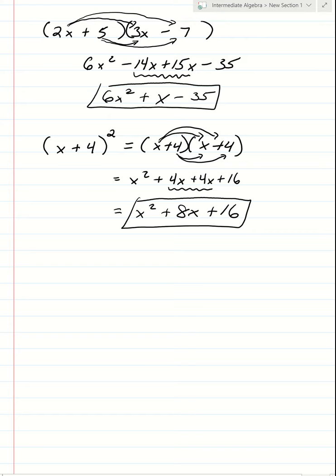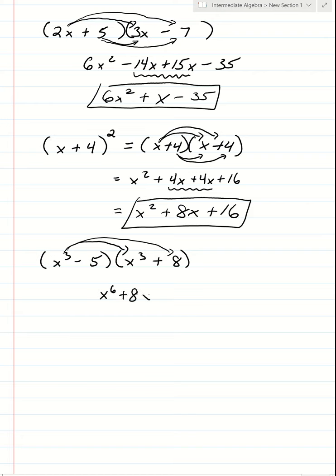Let's try another one. Let's say we have higher exponents than just x. What if we had maybe x to the third minus 5 times x to the third plus 8? Well, once again, we are going to multiply the same way we did prior, in that I have to multiply x to the third times x to the third. That would give you x to the sixth. X to the third times the positive 8 would give you a plus 8x to the third.